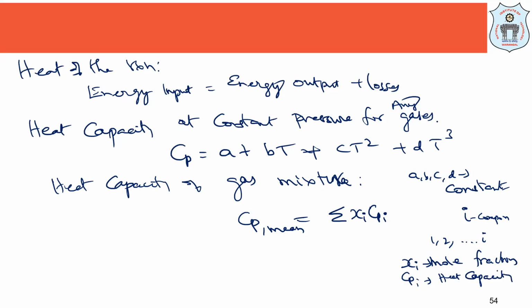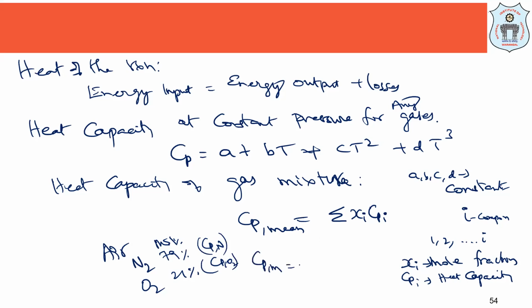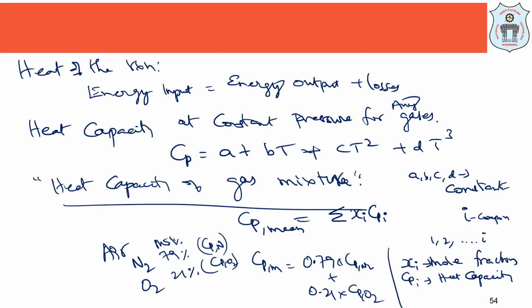Okay, so that way, based on the proportion, if for example air is there, air contains nitrogen and oxygen in 79 mole percent and 21 mole percent. Cp of nitrogen is known, Cp of oxygen is known. So how will you get the Cp mean value? Cp mean value is equal to 0.79 into Cp of nitrogen plus 0.21 into Cp of oxygen. So that way we'll get the heat capacity of a gaseous mixture. If it is air, we know how to calculate this.